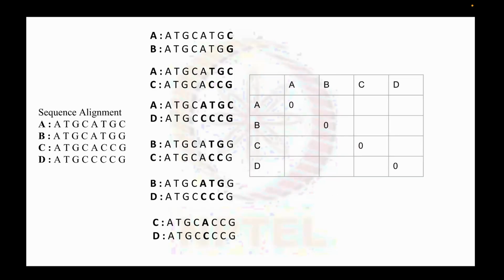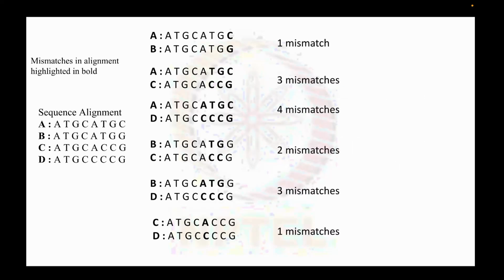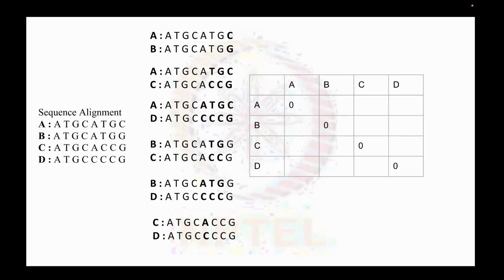Then I planned to make a matrix. So when we align A with A, there are zero mismatches. So along the diagonal, this is how a distance matrix will be constructed.